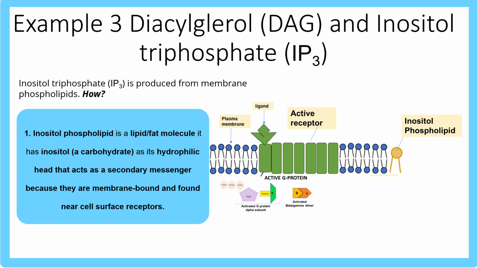But let's begin more specifically with inositol phospholipid. Now, inositol phospholipid is a lipid fat molecule. So it has an inositol, which is a carbohydrate, as its hydrophilic head. And that is what acts as a secondary messenger because they are membrane bound and found near cell surface receptors. So the receptor in question we're looking at over here is GPCR, so G protein coupled receptors.